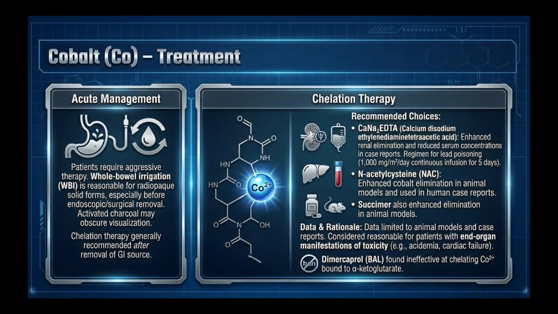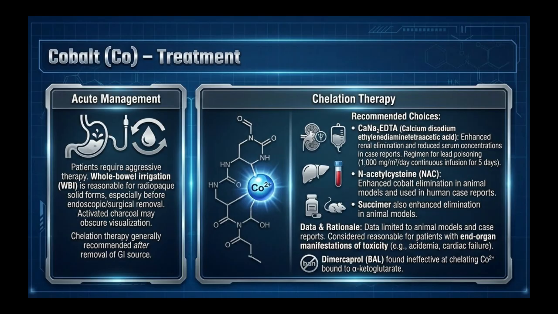Acute management of cobalt exposure requires aggressive therapy. In the absence of specific studies on cobalt, principles of decontamination used for other metals are applicable. Whole bowel irrigation is a reasonable approach for removing radiopaque solid forms of cobalt, especially prior to endoscopic or surgical procedures. However, activated charcoal may hinder visualization during surgical removal. Chelation therapy is generally considered after the gastrointestinal source of cobalt has been removed.